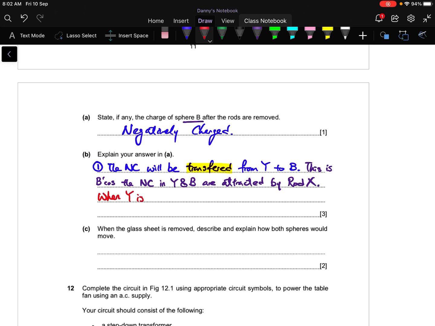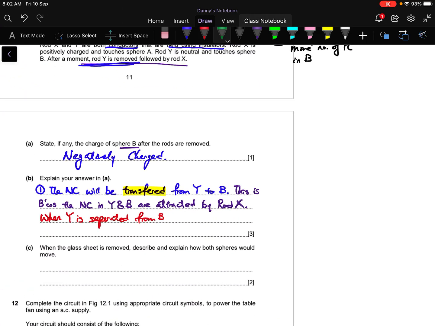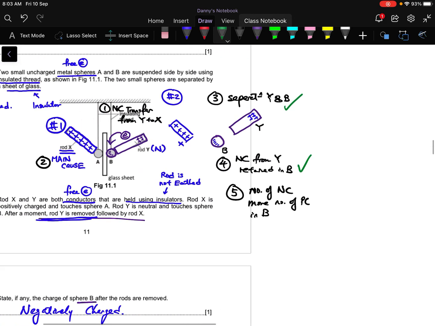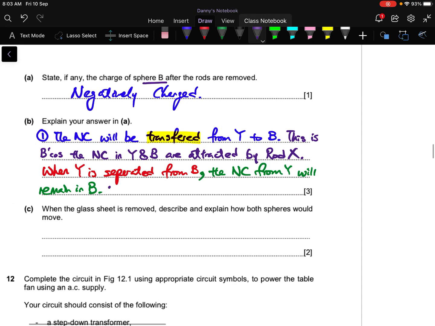So after 1 and 2, I will need to say something like that. Separate Y and B. So I will say, when Y is separated from B, then what will happen? Comma, the negative charge from Y will remain in B, right? Okay, so I've done this, I've done this, I've done this. So the last one is this. I use my perfect English again. You see the full stop, you see the green one, full stop already. Short one. So therefore there is more negative charge than positive charge in B, full stop, done.